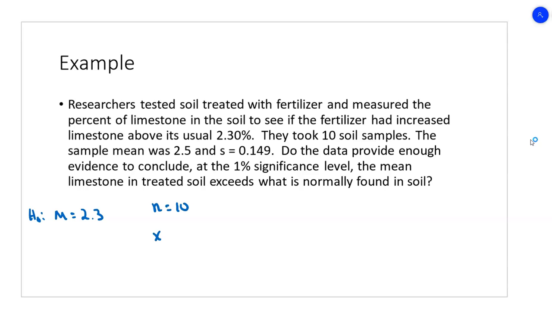The sample mean was 2.5. Sample standard deviation was 0.149. Does it provide enough evidence at the 1% significance level that the mean treated limestone exceeds what is normally found in the soil? So my alternative hypothesis is that the mean is above 2.3.